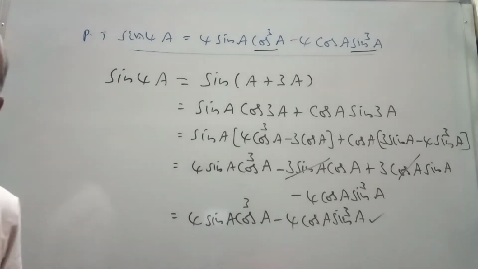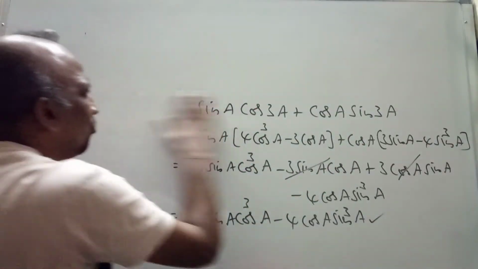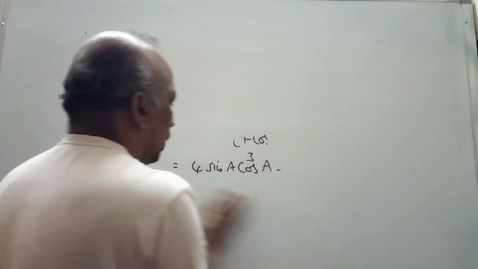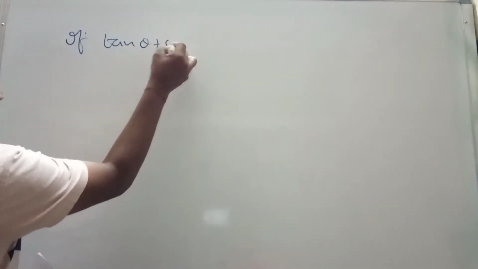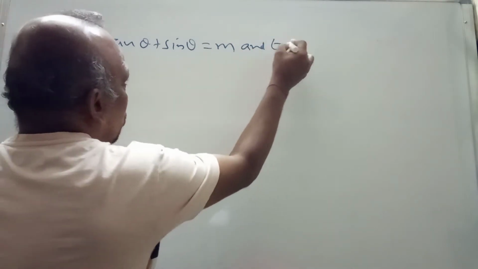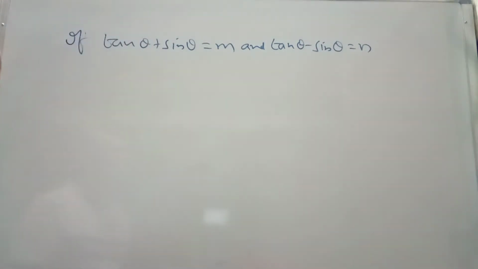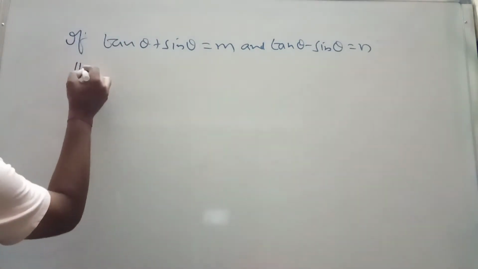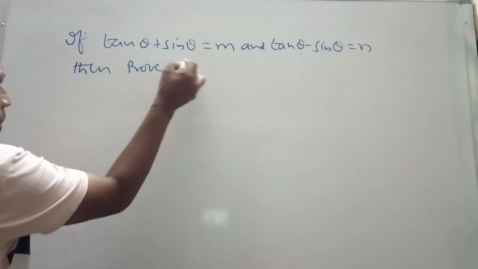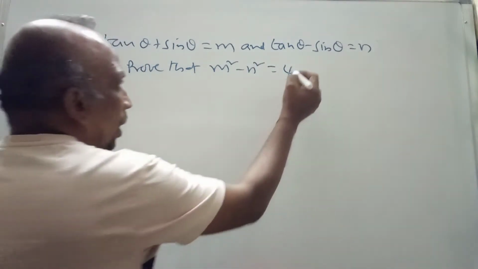Now the next problem I am going to discuss. If tan theta plus sin theta is equal to m, and tan theta minus sin theta is equal to n, then prove that m square minus n square is equal to 4 sin theta tan theta.